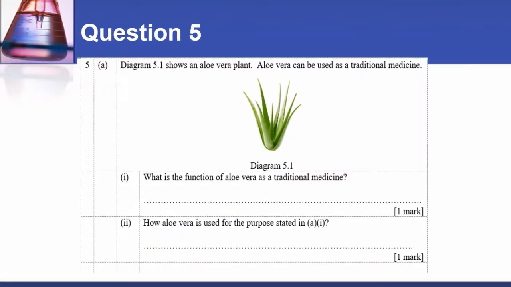Now let us look at question 5. 5a. Diagram 5.1 shows the aloe vera plant. Aloe vera plant can be used as a traditional medicine. So 5a1, what is the function of aloe vera as a traditional medicine? So it will be used to treat skin disease, to treat wounds or burns. 5a2, how is aloe vera used for the purpose stated in a1? So you can smash it so that the juice can be applied on the skin, to treat the wounds or burns.